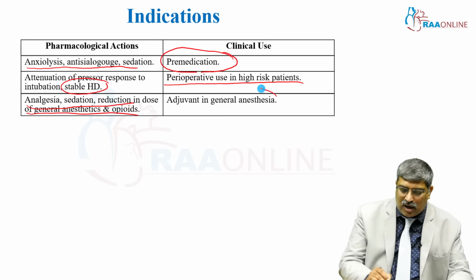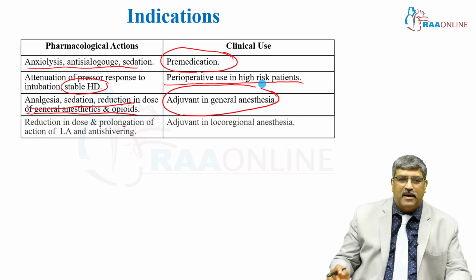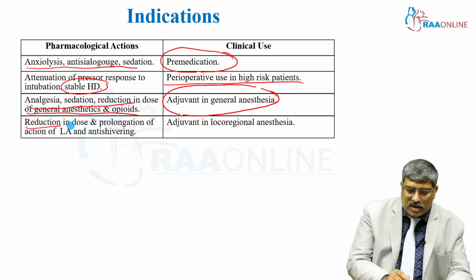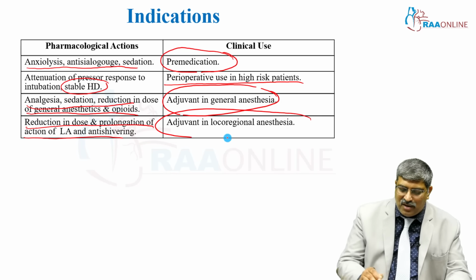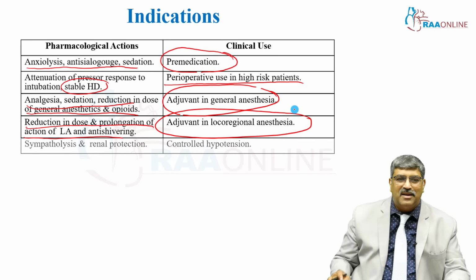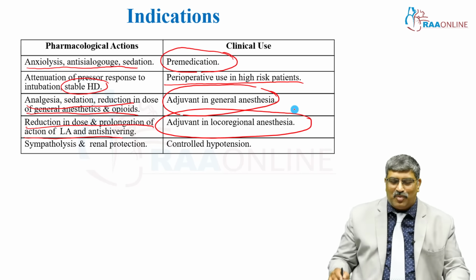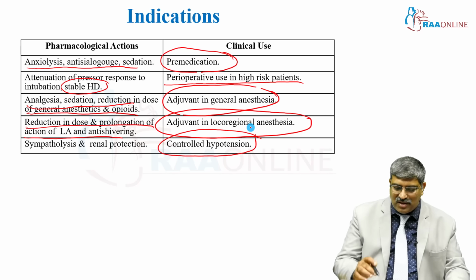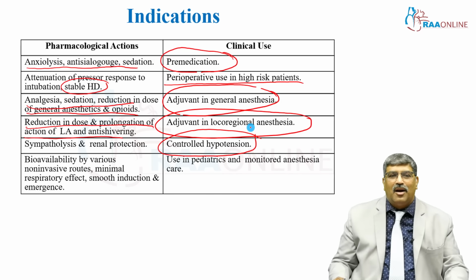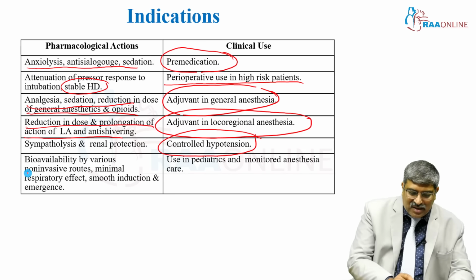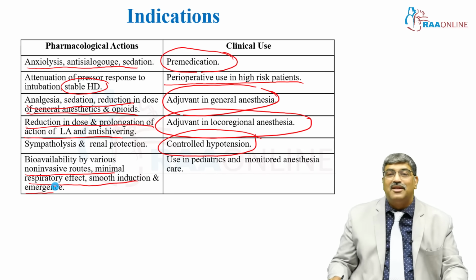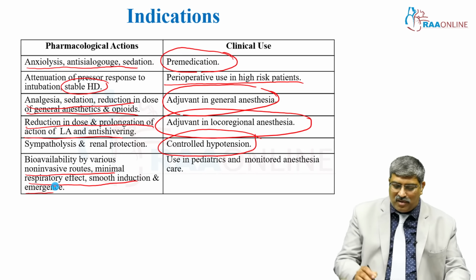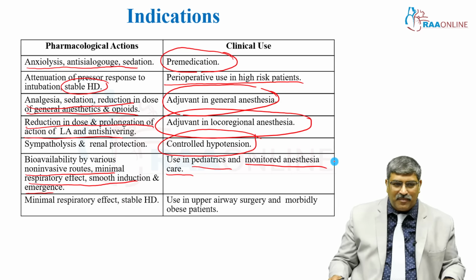So, it can be an adjuvant in general anesthesia. It allows reduction in dose and prolongation of action of local anesthetic, and it has an anti-shivering effect. It can be an adjuvant in local regional anesthesia. Sympatholysis and renal protection: it can be used in controlled hypotension. It has bioavailability by various non-invasive routes, minimal respiratory effect, and smooth induction and emergence. This makes it an attractive choice for pediatrics as well as for conscious sedation under monitored anesthesia care.